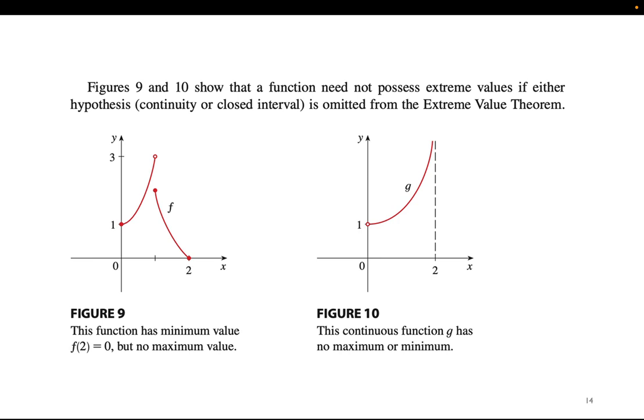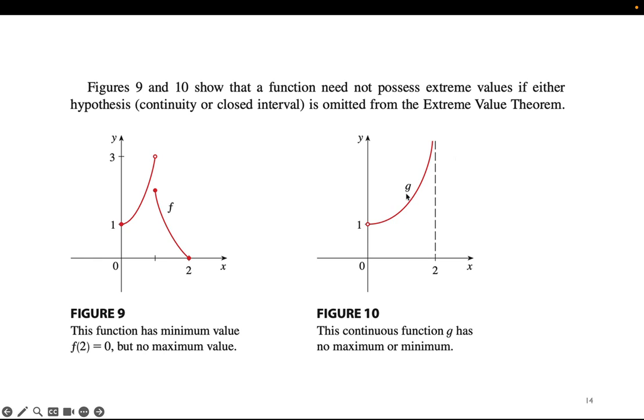Now, if our function is not continuous, then this theorem does not apply. So this function is not continuous. Notice it has an absolute minimum, but it doesn't have an absolute maximum. So again, we may have it, we may not have it. But in this case, we don't have an absolute maximum. We cannot guarantee that it has it, because the function is not continuous, so we cannot apply the theorem.